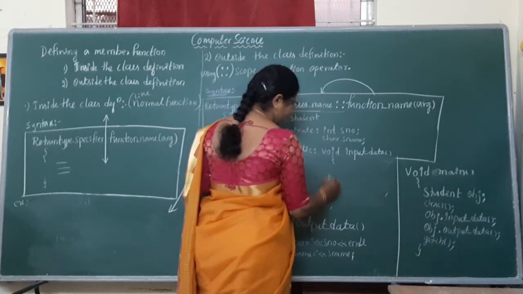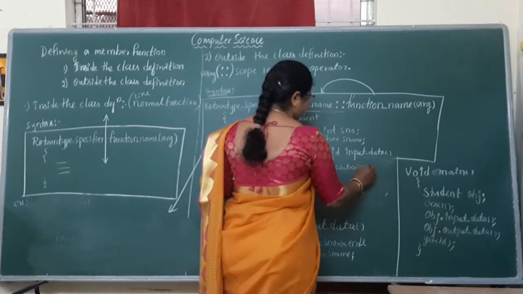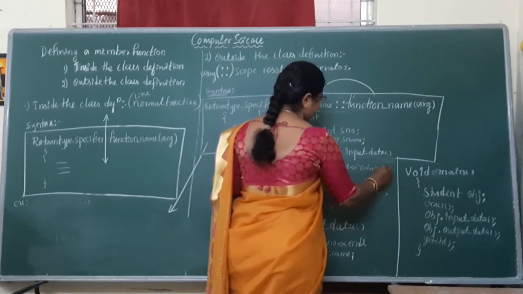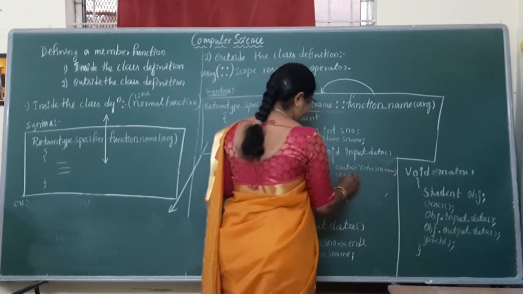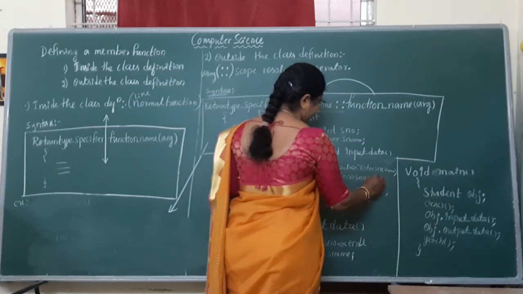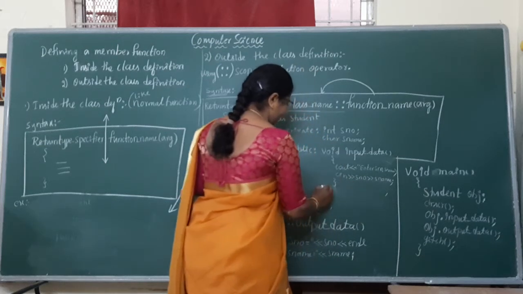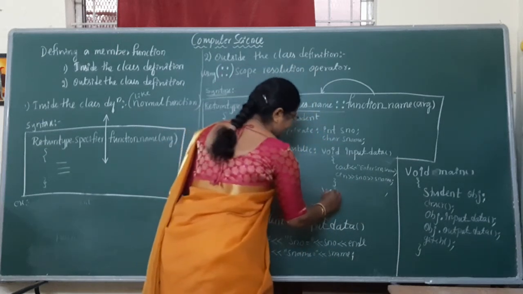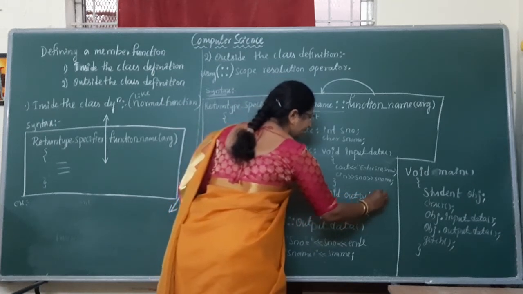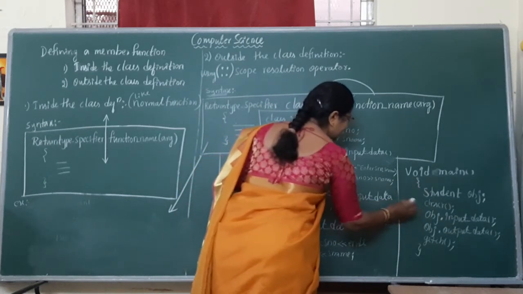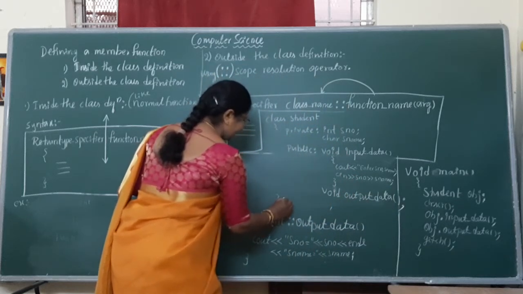I am defining it here, inside the class. Cout enter S number, S name. There is no space, so I am not writing a complete sentence. Cin S number, S name. Then another function. What is the other function? Void output data. I am not writing the definition of this one inside the class. Rather than that, I am terminating and closing the class definition.